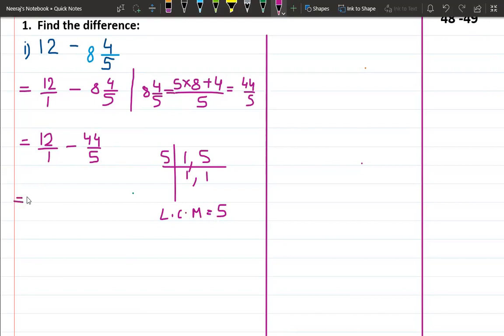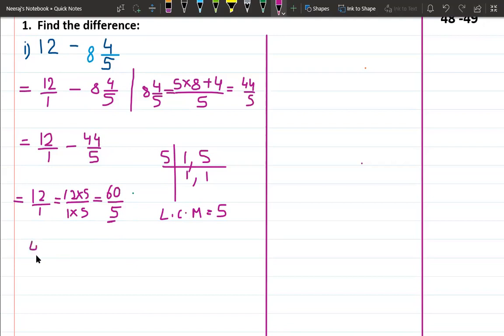So what do you have to do? We will write 12 by 1 first. Now I want its denominator to be 5. So it means that you have to multiply 1 into 5. This will give you 5, or you have to divide 5 by 1. This will give you 5 only. And again you have to multiply 12 into 5. And you know that 12 5s are 60.